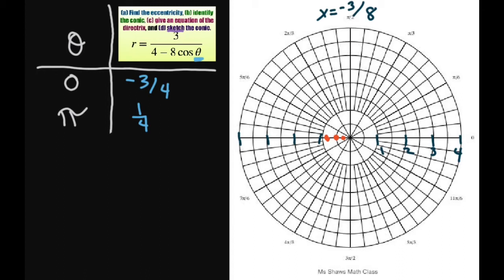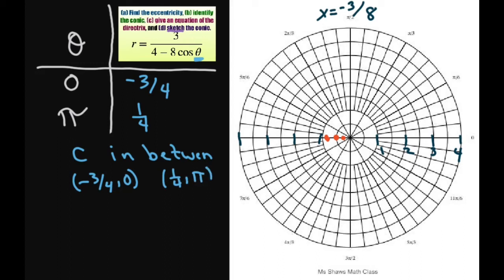Our center is going to be the midpoint between those points. So the center is going to be in between negative 3/4, comma 0 and 1/4, comma pi. These two right here. And when you add these up, you're going to get 1/2, comma pi, because it's going to be on the pi side if you want to use that side. All right, and these are your two vertices.